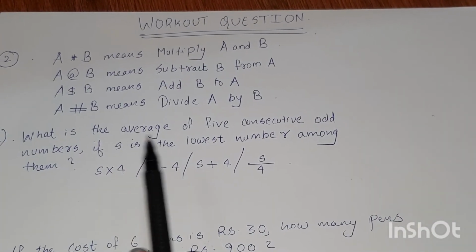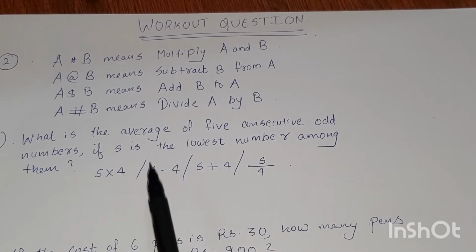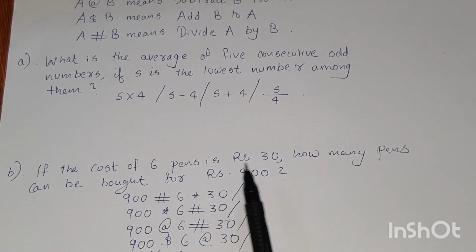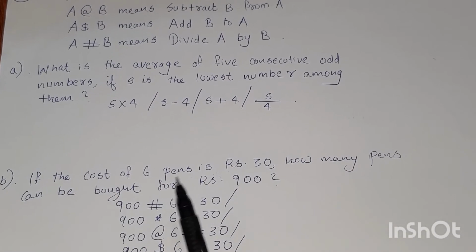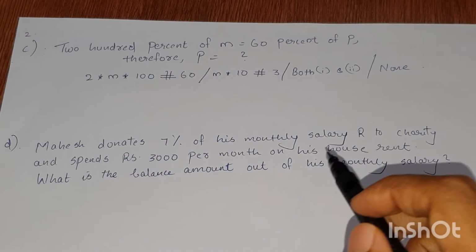So first question, what is the average of 5 consecutive odd numbers if S is the lowest number among them? These are the options. Second question, if the cost of 6 pens is rupees 30, how many pens can be bought for rupees 900? And these 5 are the options.